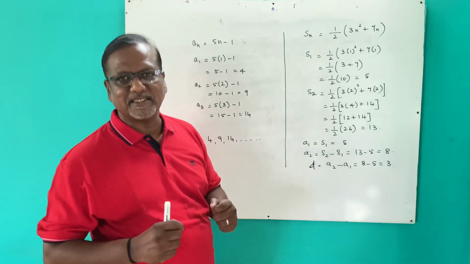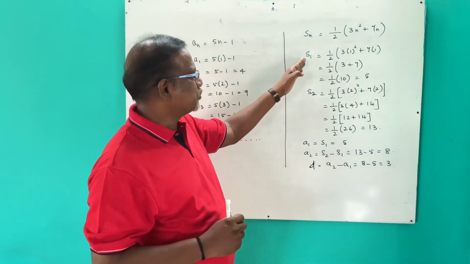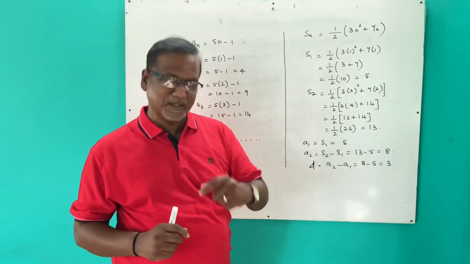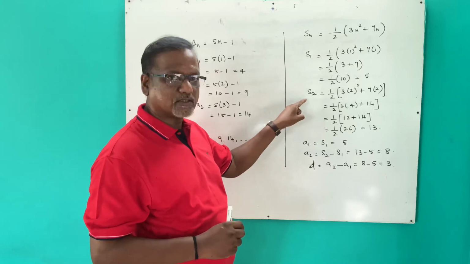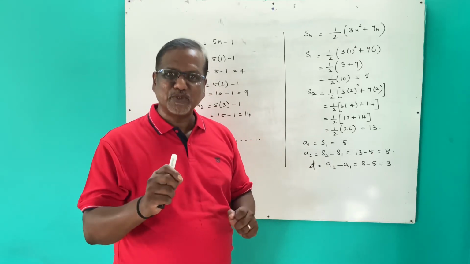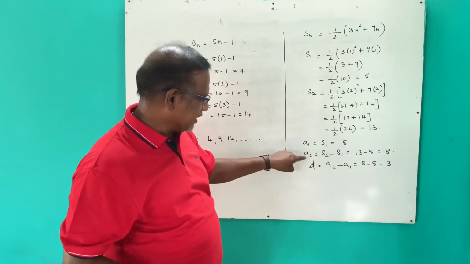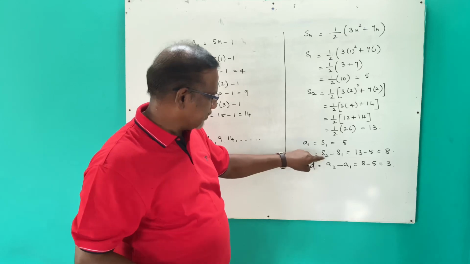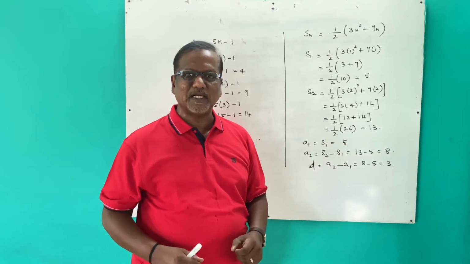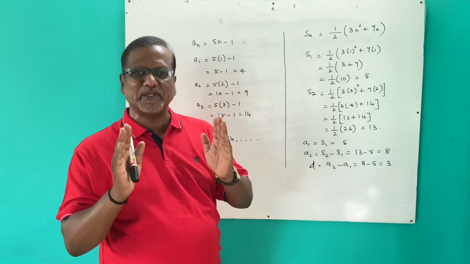But it is not the case when the sum to n terms is given. When you substitute 1, you will get S1. The S1 will be a1. But when you substitute 2, the S2 will not be a2. S2 is a1 plus a2. And hence, to find a2, we do S2 minus S1 and we get the value as 8. That is the small thing that we have to remember.